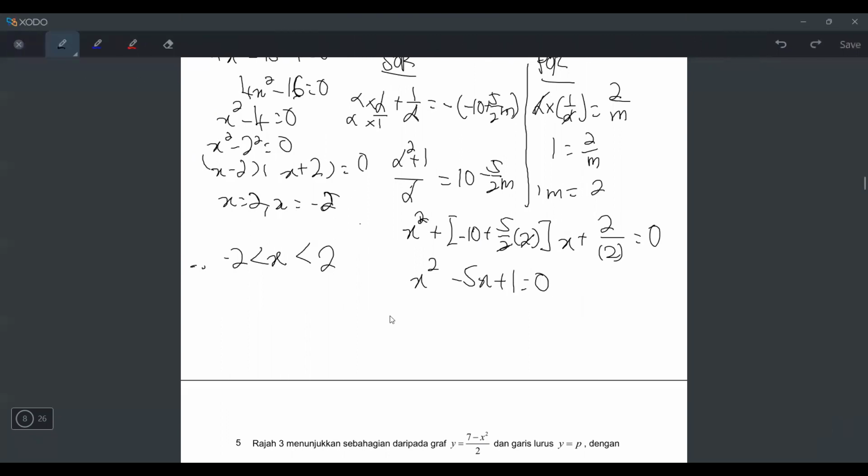So now you can find your discriminant, your b squared minus 4ac. So it will be bracket squared minus 4, bracket, bracket. The b is negative 5, the a is 1, the c is 1. So it's 25 minus 4 is 21. This is the answer. Okay.